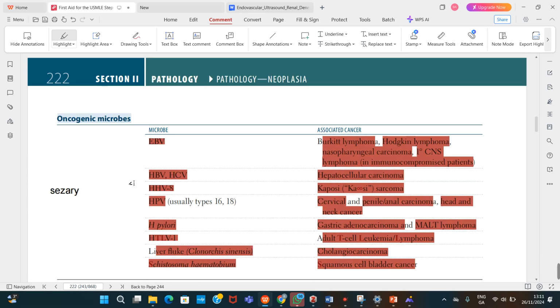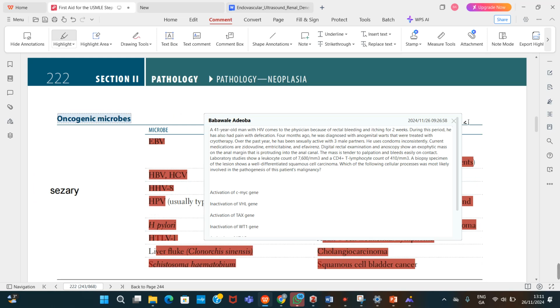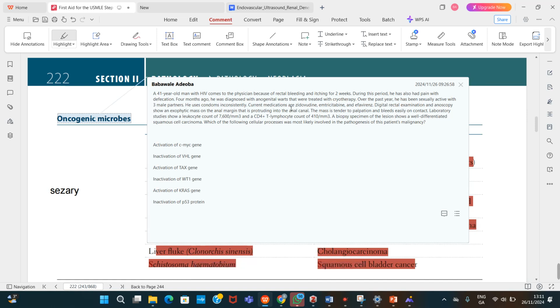Then the next stuff here, let me see, I think we have a question somewhere here. A 41-year-old man with HIV comes to the physician because of rectal bleeding and itching for 2 weeks. During this period, he has also had pain with defecation. 4 months ago, he was diagnosed with anogenital warts that were treated with cryotherapy. Over the past year, he has been sexually active with 3 male partners. They use condoms inconsistently. Digital rectal examination and endoscopy show an exophytic mass in the anal margin that protrudes into the anal canal. The mass is tender to palpation and bleeds easily with contact. CD4 count is 410. A biopsy of the lesion shows a well-differentiated squamous cell carcinoma. Which of the following cellular processes is most likely involved in the pathogenesis of this patient's malignancy?